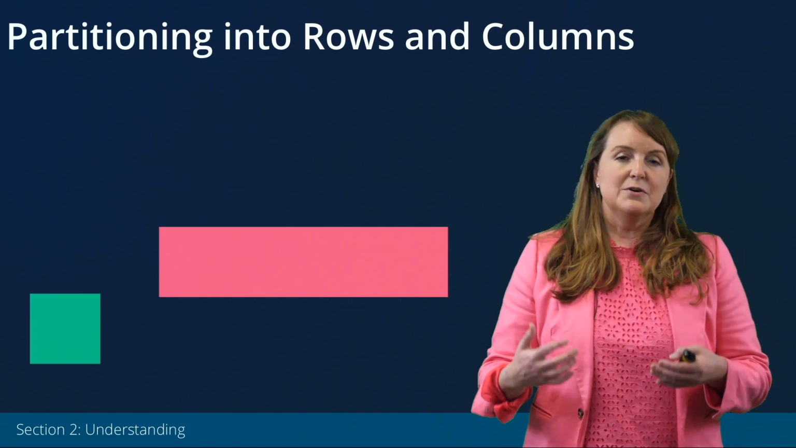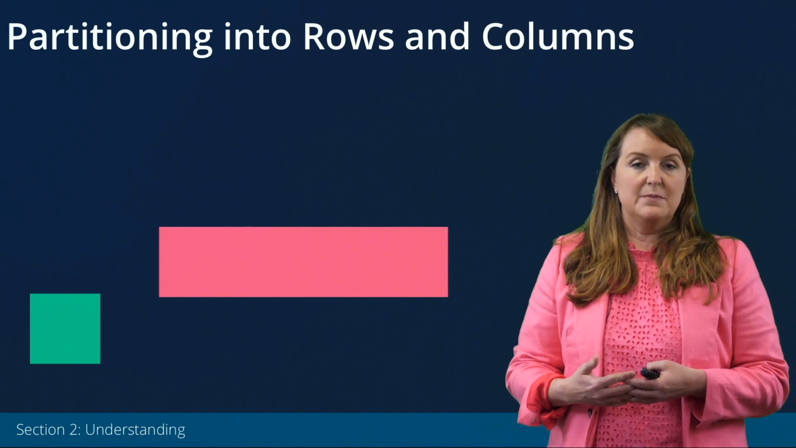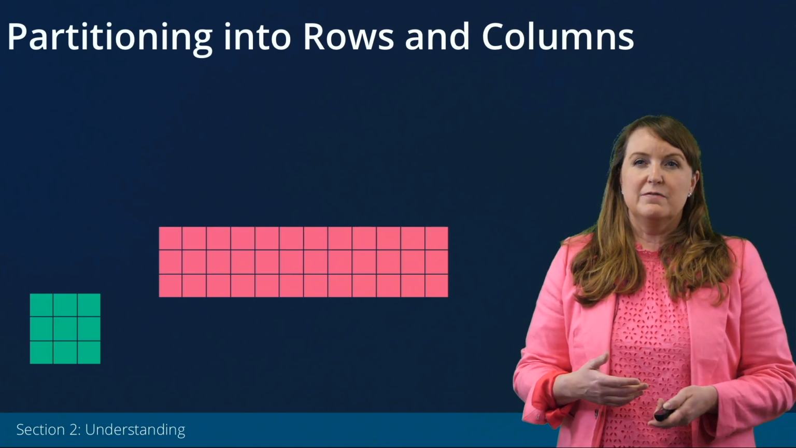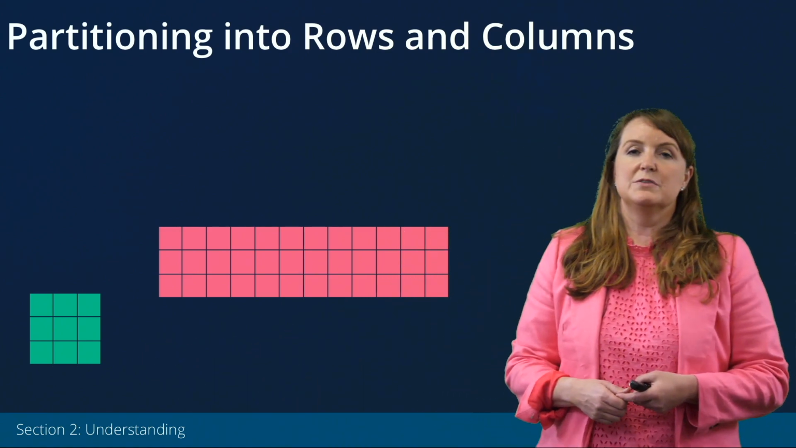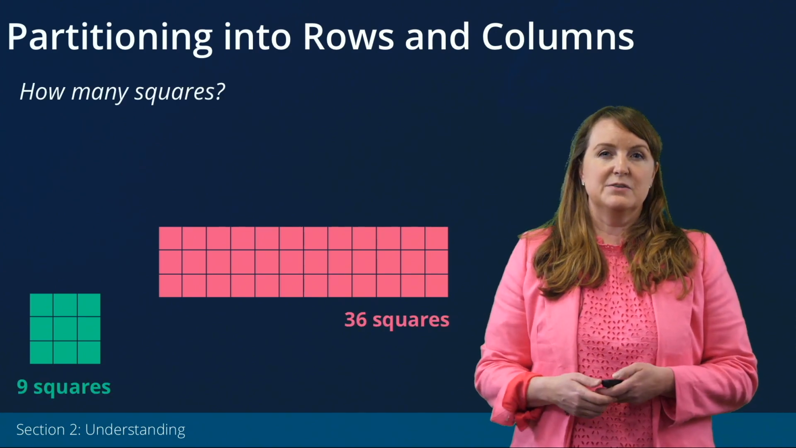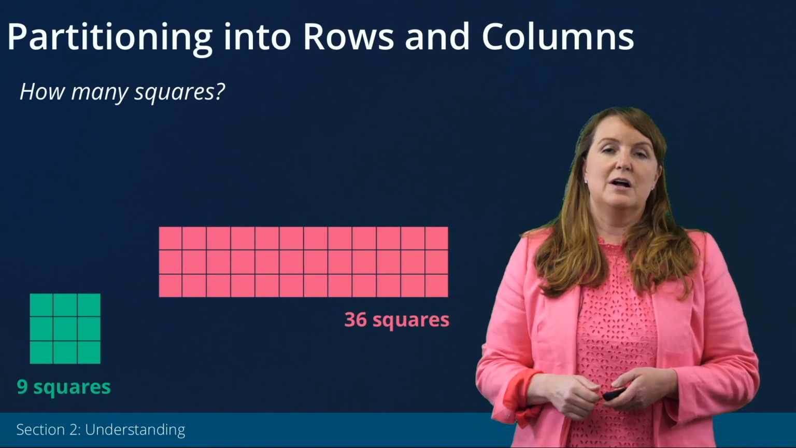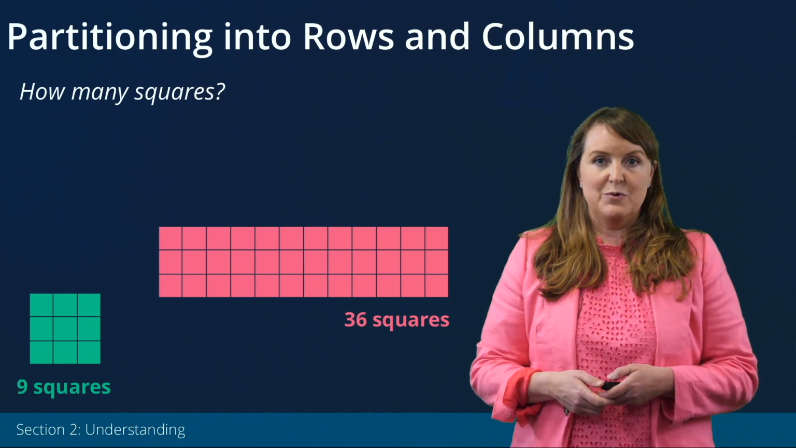Now, as we move into our standards in second grade, students are expected to take shapes and partition them into rows and columns. So for example here, with my square, I could partition that into rows and columns. So there, how many equal parts do I have altogether? Well, I have 9 squares. Or I took this rectangle and divided it into rows and columns. How many squares do I have altogether? Well, here I have 36 squares.